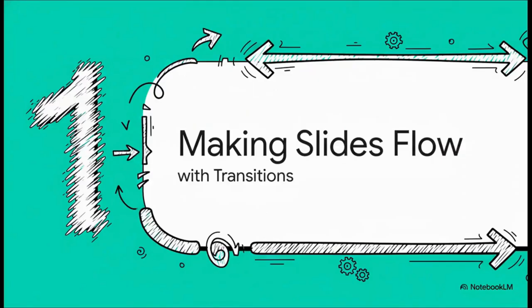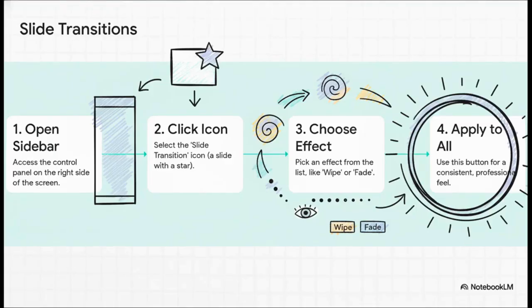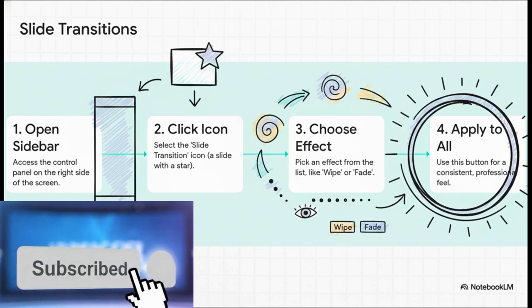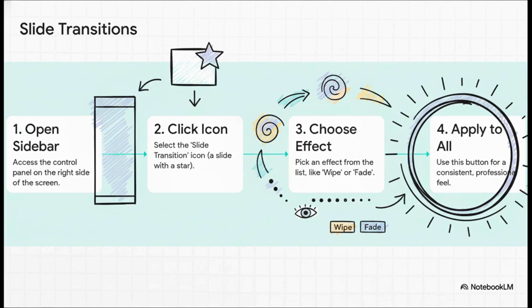Cholo, first up, let's make our slides flow smoothly from one to the next. For that, we will use transitions. Adding a transition is very, very simple. Please do one thing. Open the sidebar on the right-hand side and click on the slide transition icon, the one that has that little star. From there, you will see a whole list of effects. Just pick one you like, maybe wipe or fade. And Impress will even show you a quick preview right there.